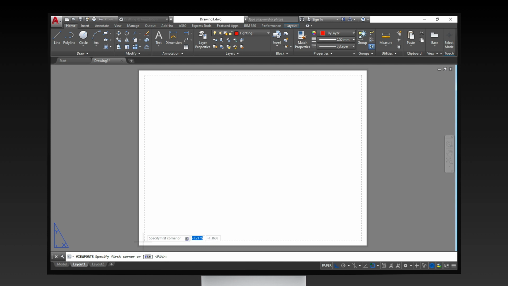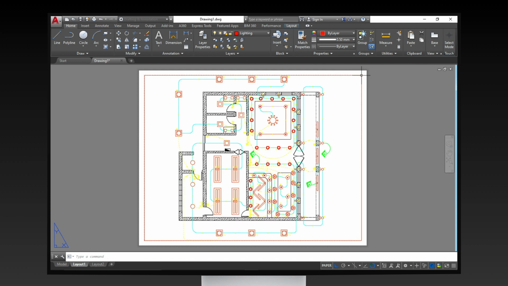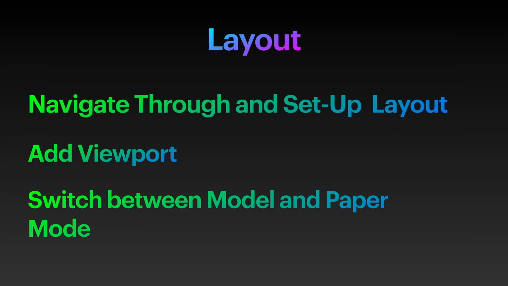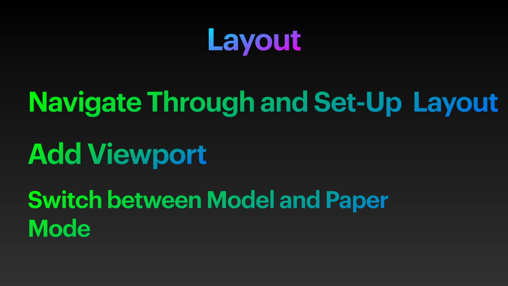Now, specify the corners of the viewports you are going to insert. The corners must be within the paper. Once done, you can already see the drawing you created on the Model tab. And that is how you add a viewport in the Layout tab.